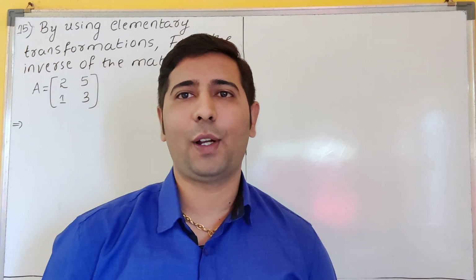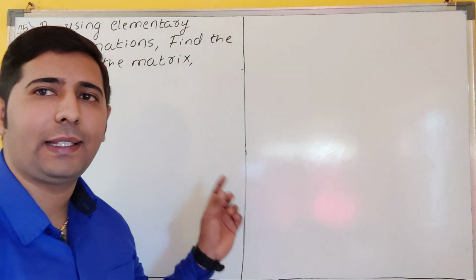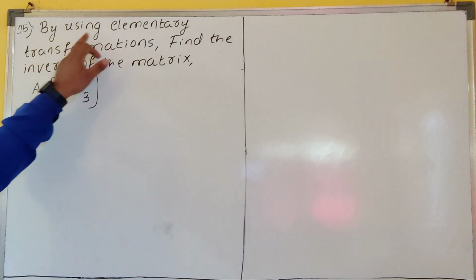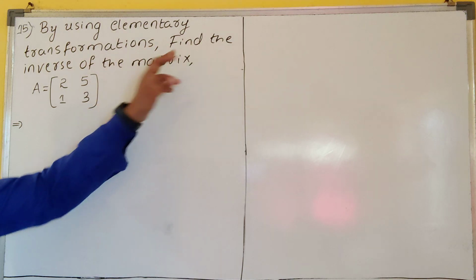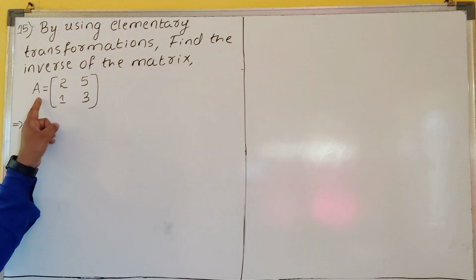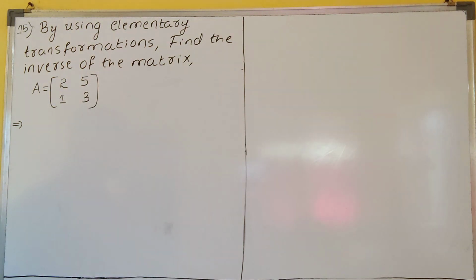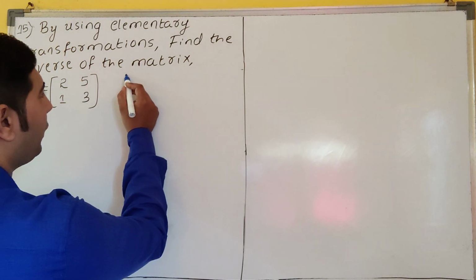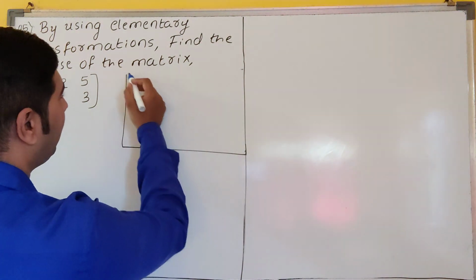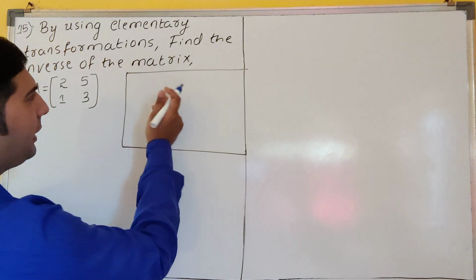In the last class we have solved question number 14. Now let us see the next question, dear students. By using elementary transformations, find the inverse of the matrix A is equal to 2, 5, 1, 3. So the shortcut method I had told you in many classes. We have seen many questions, we have solved this one.